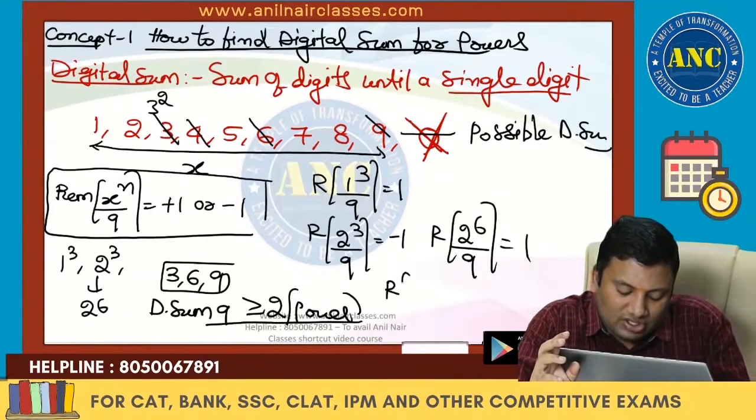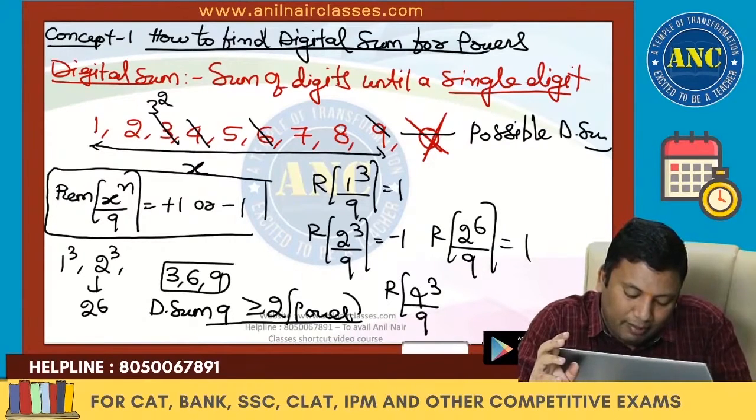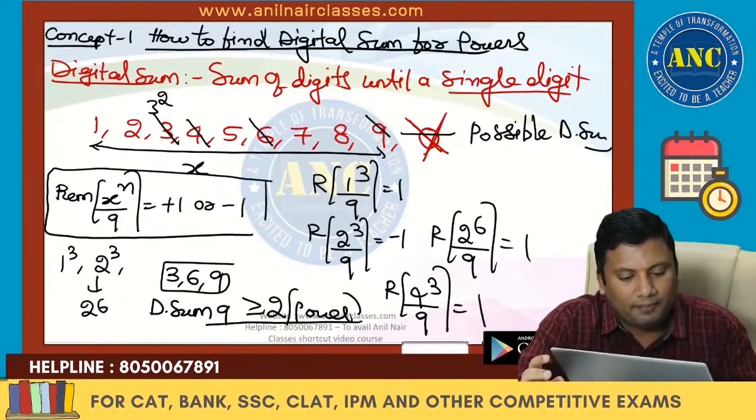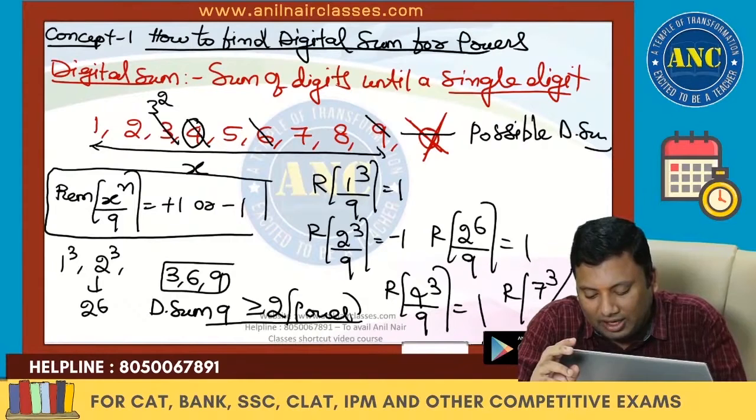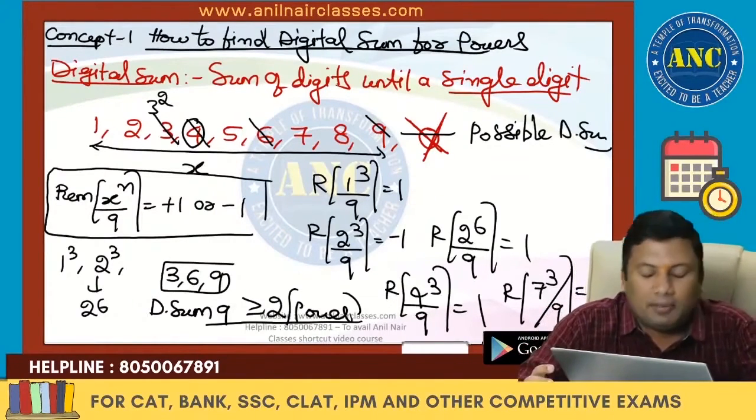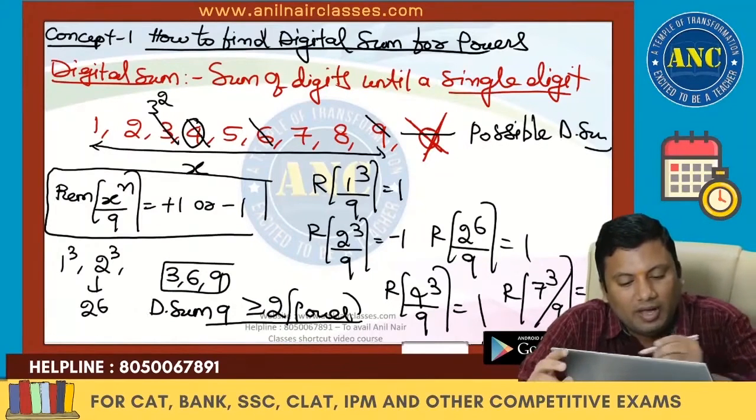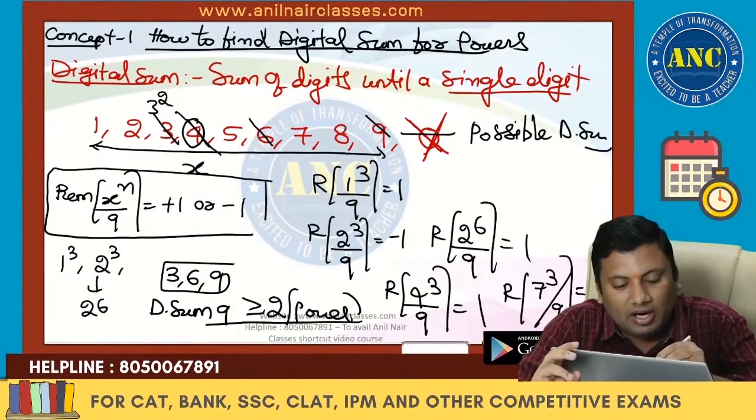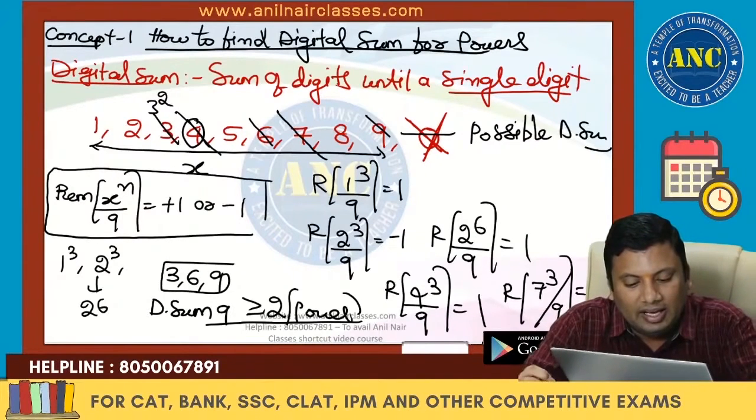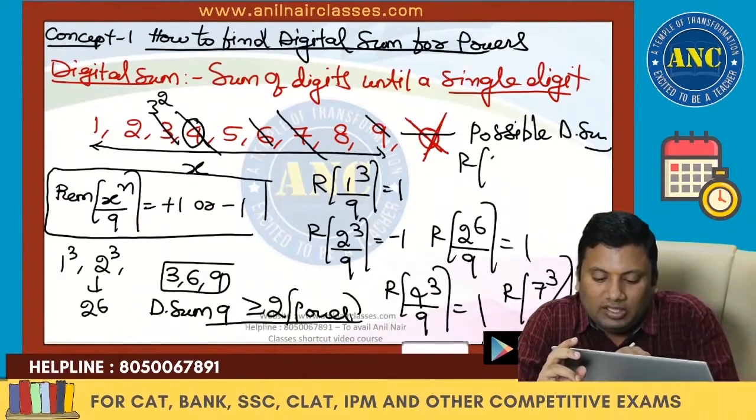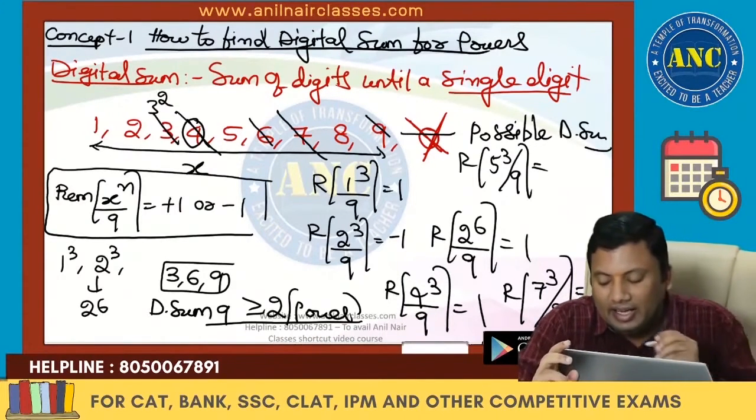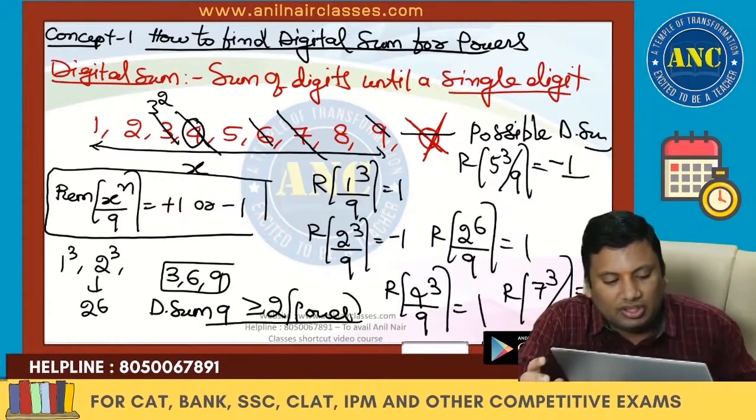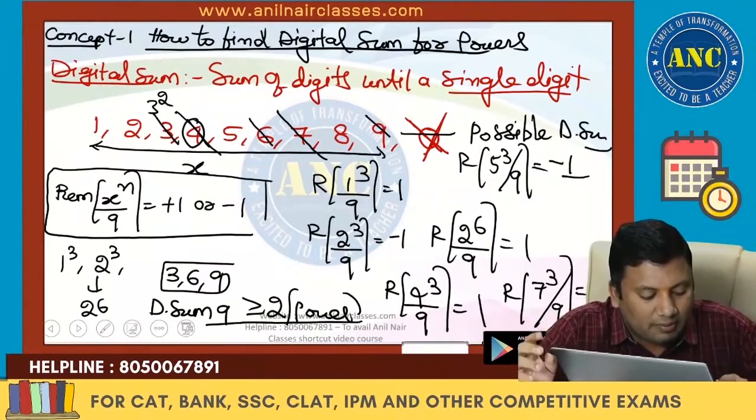4 cube is 64, 64 divided by 9 is nothing but 1. Similarly, 7 cube is 343. 343 divided by 9: 3 plus 4 is 7, 7 plus 3 is 10, which is nothing but 1. So 4 cube divided by 9 is 1, and 7 cube divided by 9 is 1. 5 cube is 125. 125 digital sum is 8. 8 divided by 9 is nothing but minus 1.